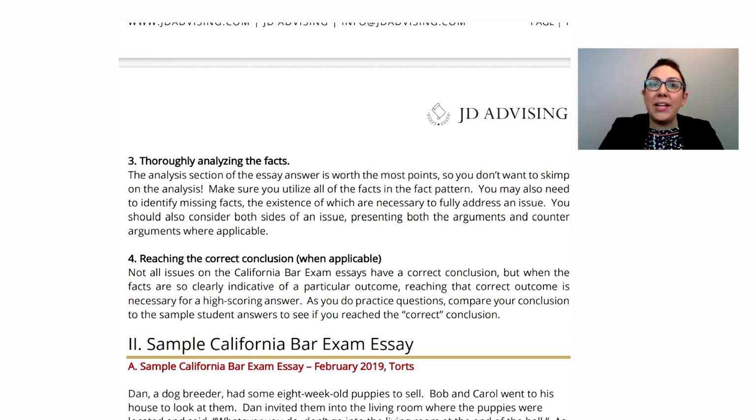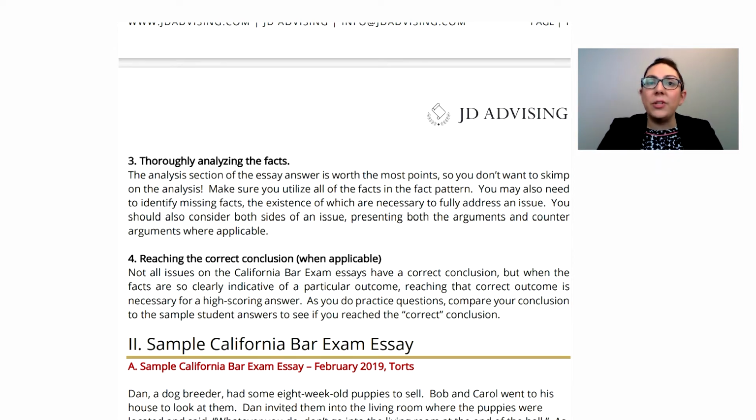You may also need to identify missing facts. Sometimes the fact pattern is so short that you need additional facts to fully analyze these issues, in which case you should mention that in your analysis. Bring up the additional facts that you would need to know. Not that you should make them up, but pointing out that additional facts are necessary to reach a full and final conclusion is definitely something that will generate some points in the analysis portion of your essay.